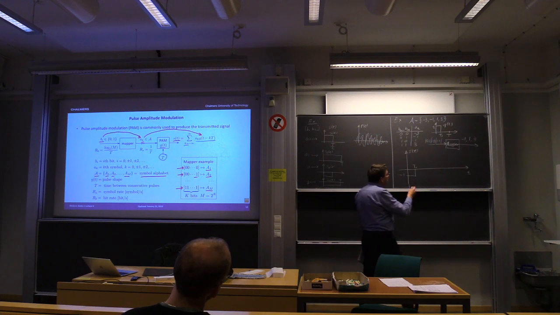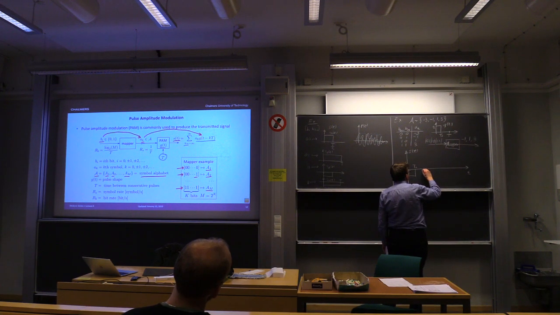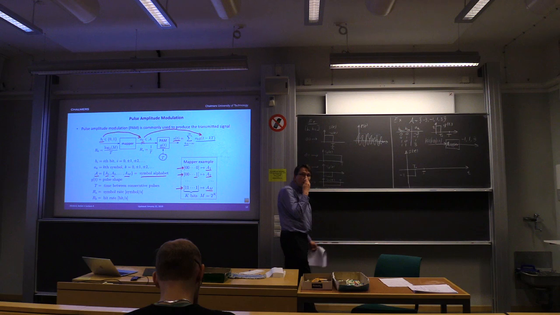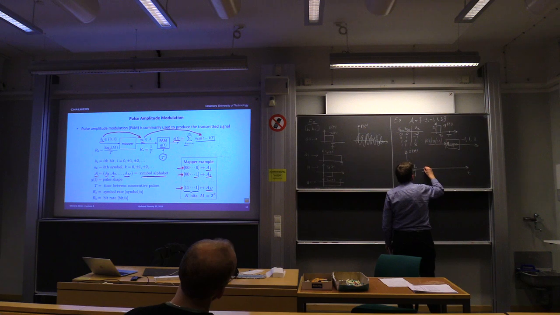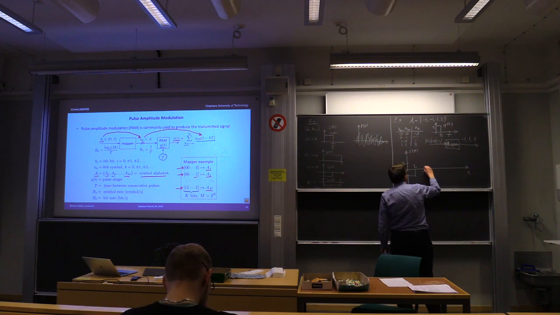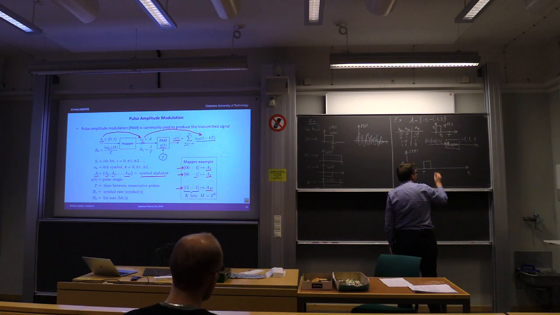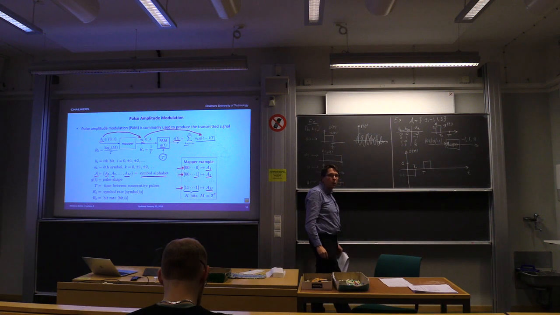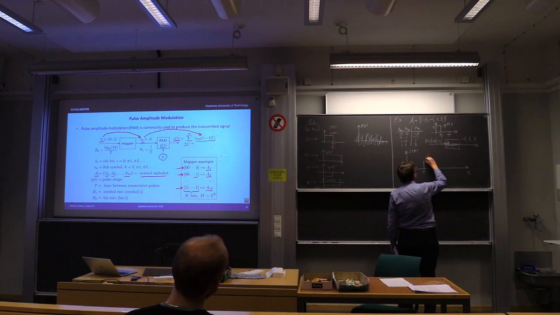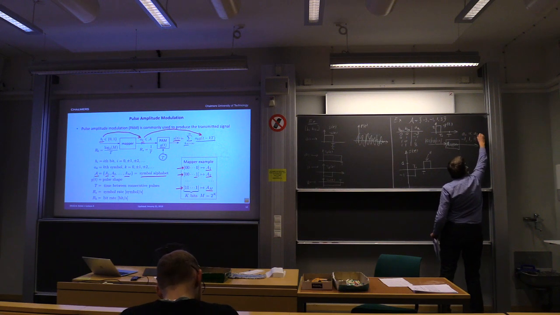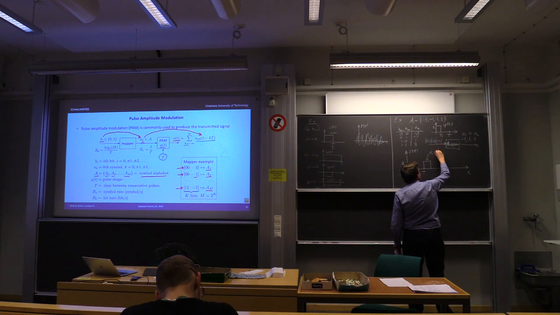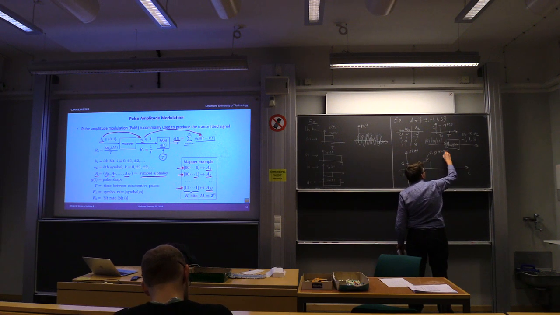Okay, and then T seconds later, or at time capital T, it's time to transmit the second pulse. And the second pulse should have the amplitude 1. So then it's this pulse. Right. So this is A0, A1, and A2. So this is A1 times G of t minus capital T.